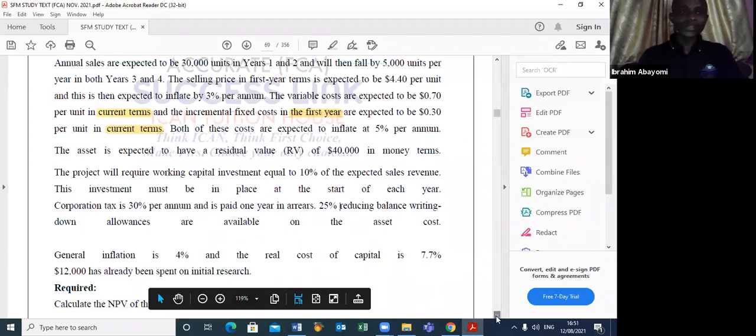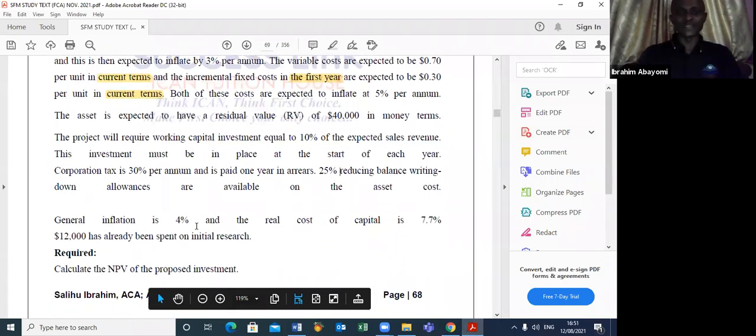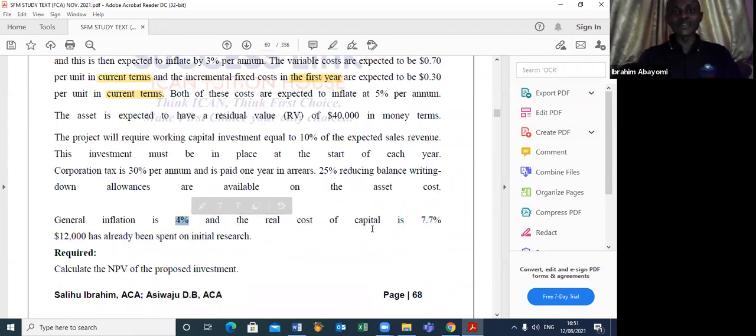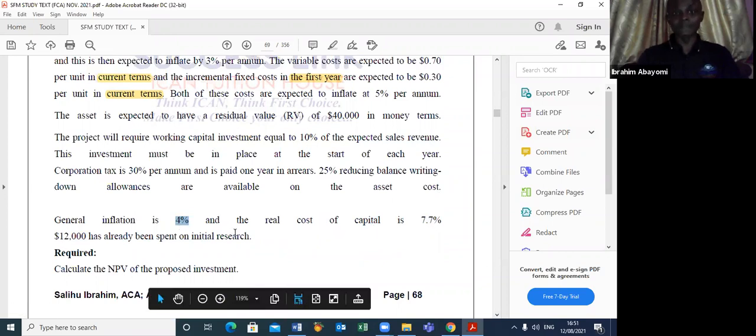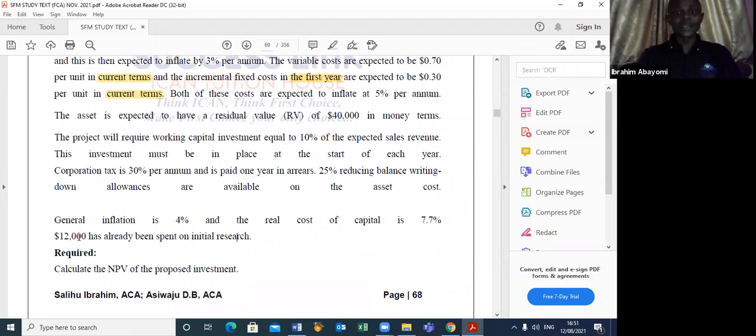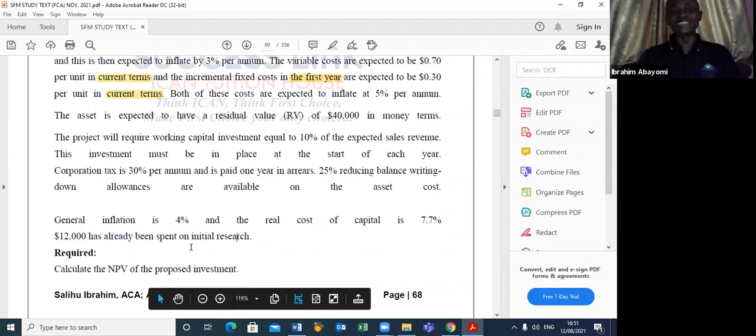So general inflation rate, can you see that now? We now have general inflation rate and the real cost of capital. Sorry, general inflation rate is 1%, and the real cost of capital is 7.7%. And 12,000 has already been spent on initial research.